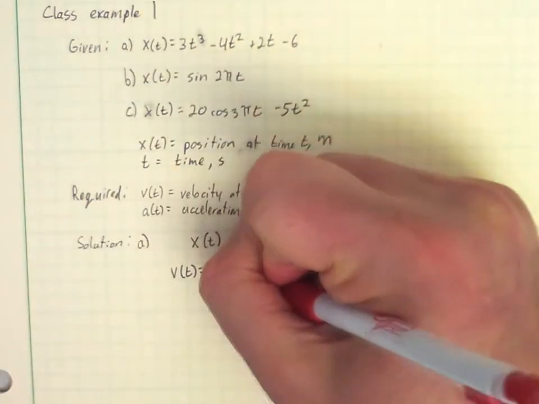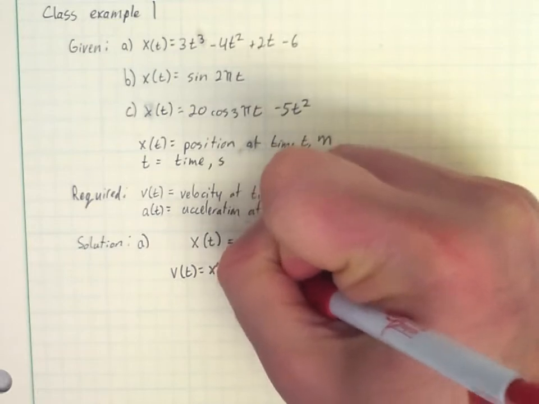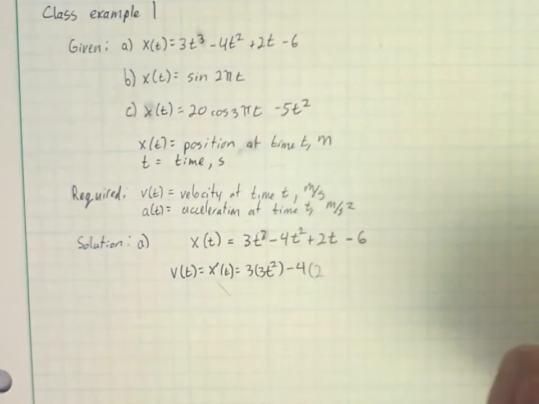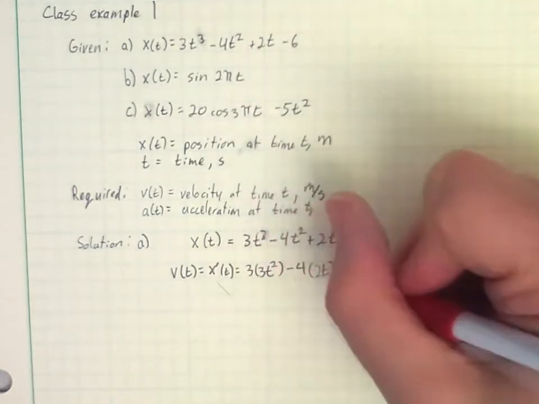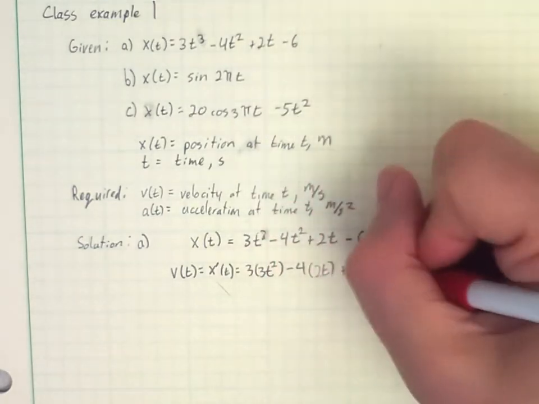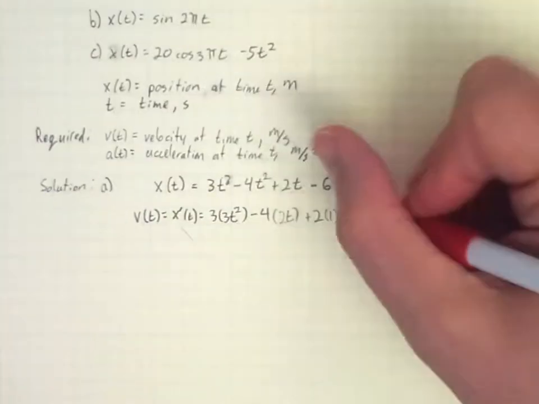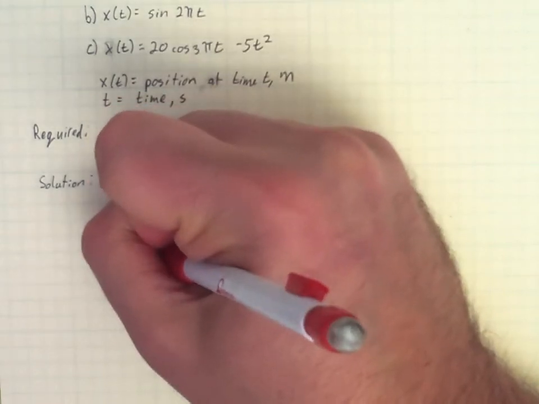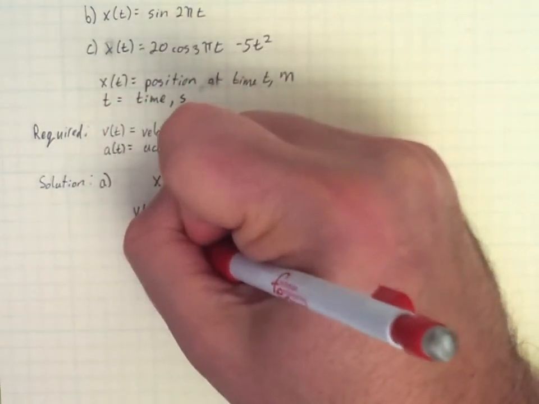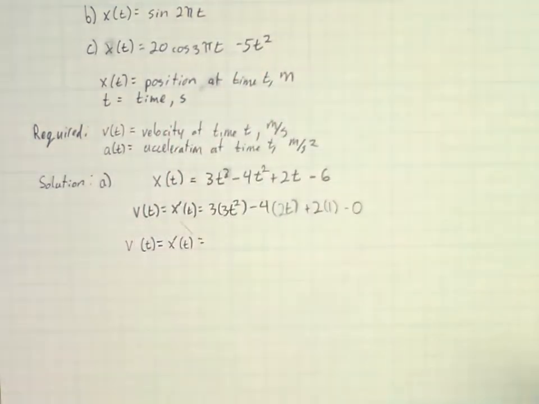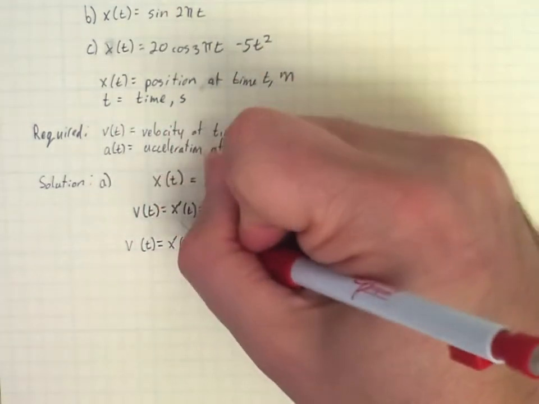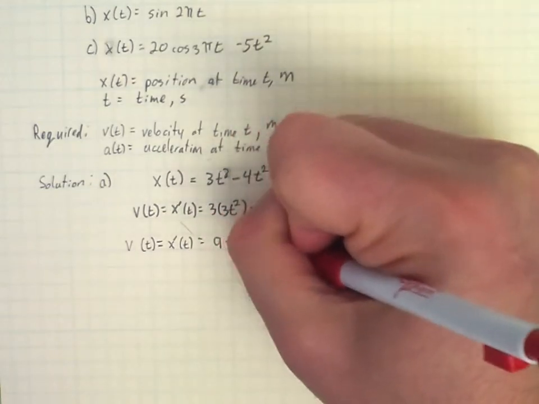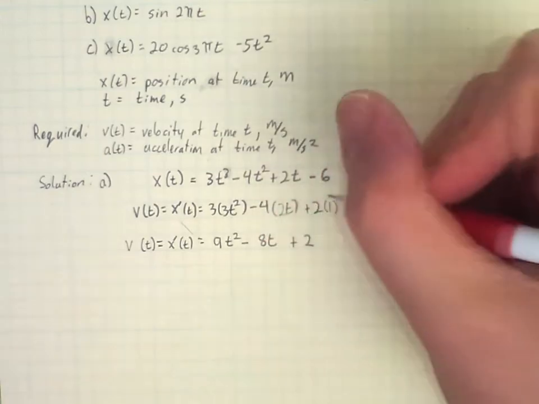So this is going to be 3 times 3t squared minus 4 times 2t plus 2. We've done this enough to realize that this turns out to be 1, and we end up with a 0 over here. So we'll simplify that. That v of t, which is x prime of t, I'm going to go ahead and keep that. The derivative of x is 9t squared minus 8t plus 2.